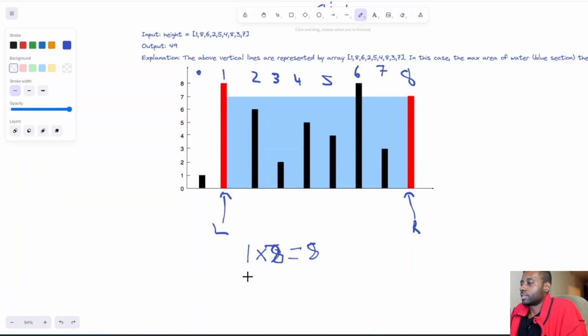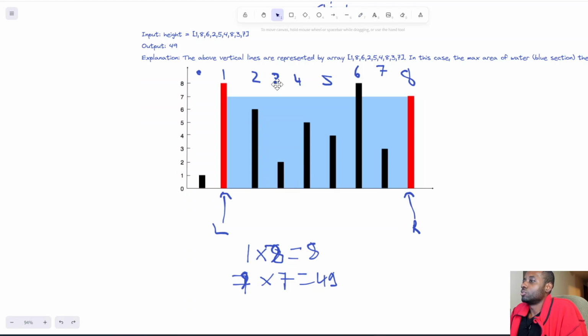The height is what is bounded by the shorter one, right? So it's a height of 7, my bad, times the width, which will be 8 minus 1, and that's 7, right? And that's how we end up with the 49, which is better than the one that we had. So the max now is 49. That's how helpful it is.